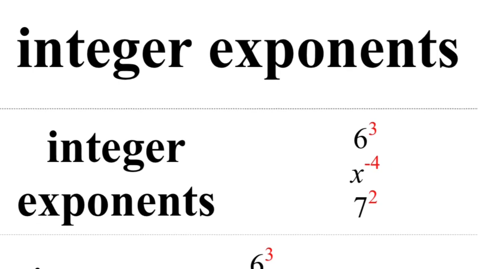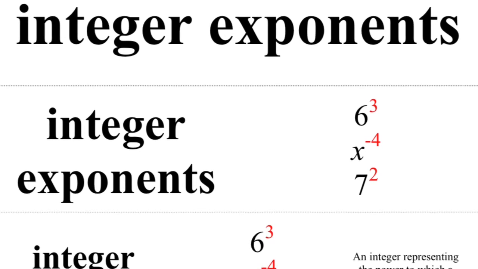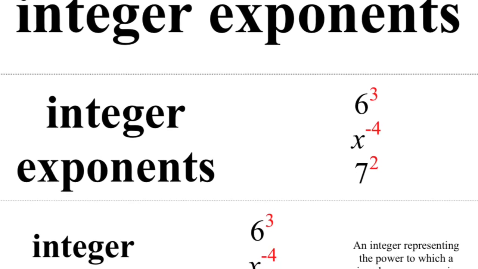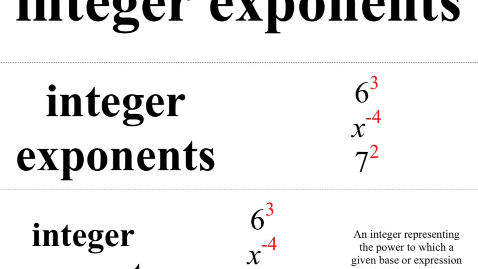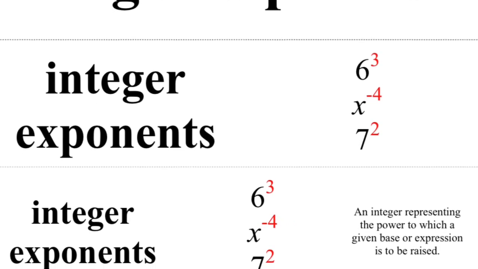An integer is any number, positive or negative, that doesn't have a fraction or a decimal attached. So an integer exponent is any exponent, positive or negative, without a fraction or a decimal attached, like the red numbers seen here.